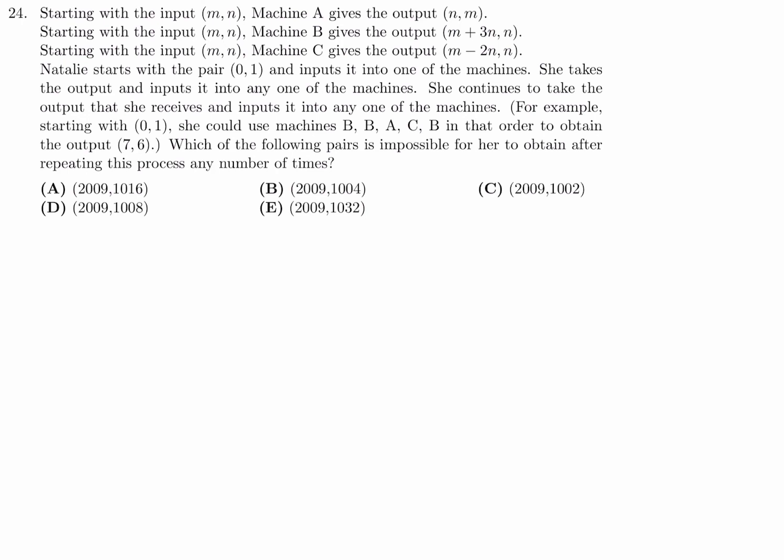For example, starting with 0, 1, she could use machines B, B, A, C, B in that order to obtain the output 7, 6. Which of the following pairs is impossible for her to obtain after repeating this process any number of times?